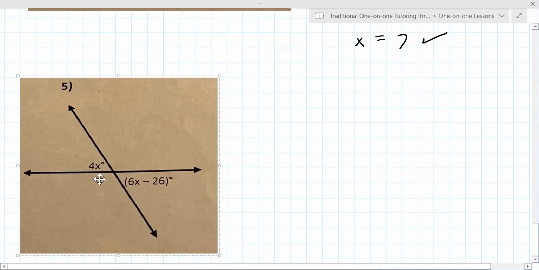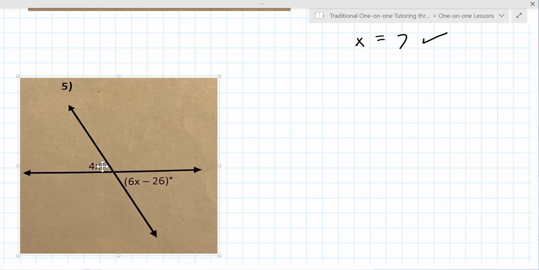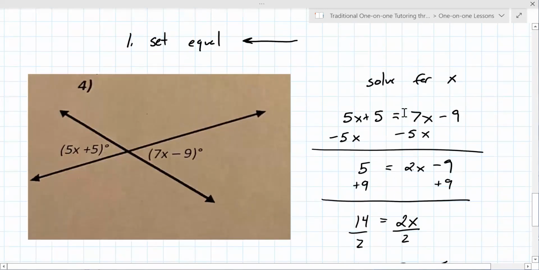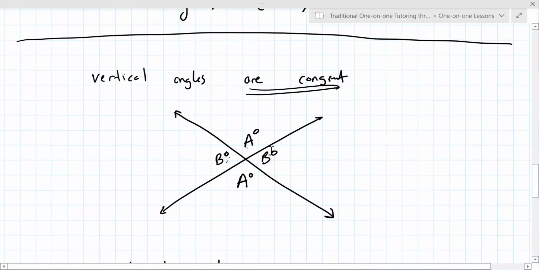What do you do to these two expressions? Subtract. Okay, what did we do in the previous problem? 5x plus 5 equals 7x minus 9. So what is this symbol right here that I'm circling? Equal. So we set them equal because they are congruent.